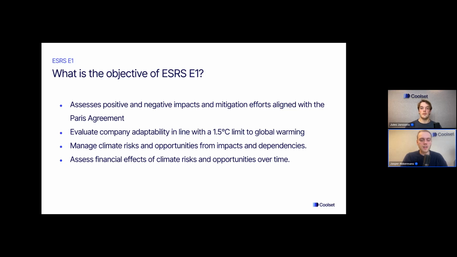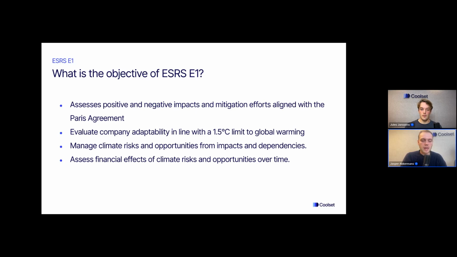So the 1.5 degree limit is basically a limit to global warming. And within the CSRD, it's also kind of a requirement for companies to mention how they expect to change or adapt their business model in order to reach that goal of limiting climate change to 1.5 degrees. The third point is that you want to manage your climate risks and opportunities from impacts and dependencies. I think for the people that already have a bit better understanding of CSRD, you might recognize what I'm saying here with regards to impacts, risks, and opportunities, because that all boils down to the IRO management.